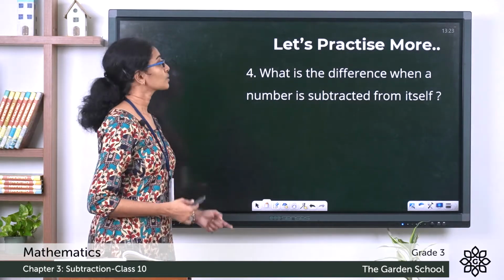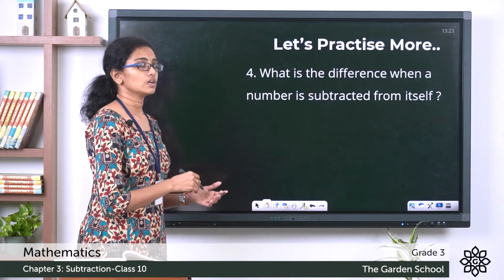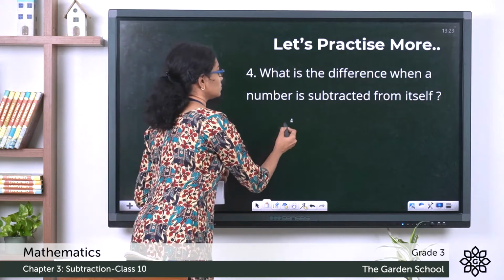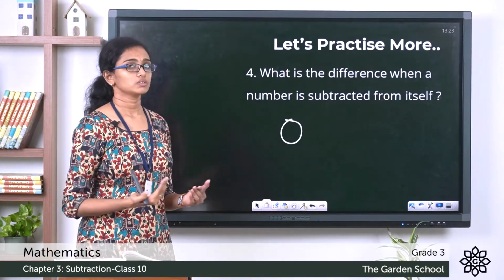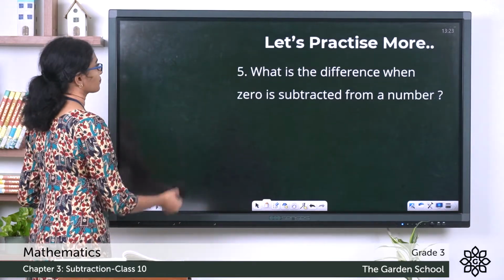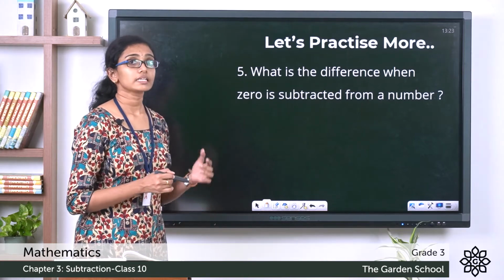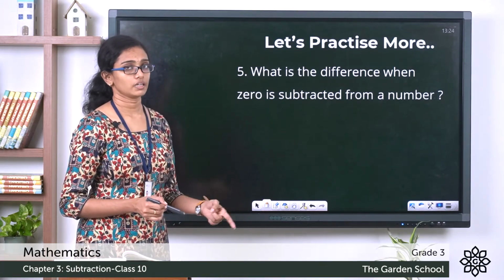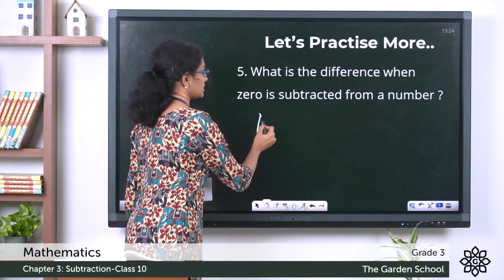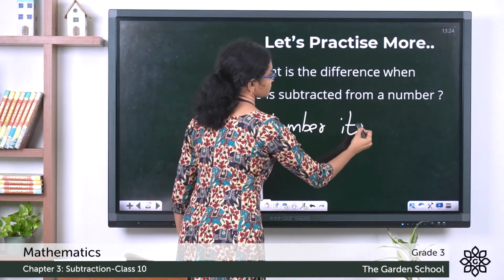See the next question. What is the difference when a number is subtracted from itself? You have learned that when you are subtracting any number from itself, the difference will always be equal to 0, because you are taking away the whole number from the number, right? So, the difference will be 0. What is the difference when 0 is subtracted from a number? You are subtracting 0, which means practically you are not taking away any number from the given number. So, what would be the answer? The answer, or the difference, will be the number itself.